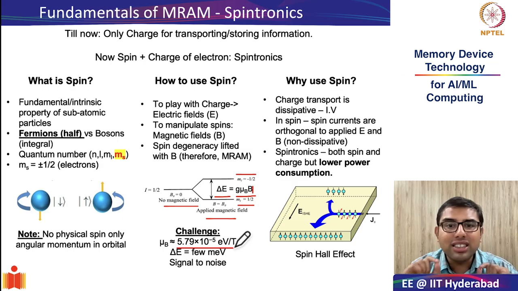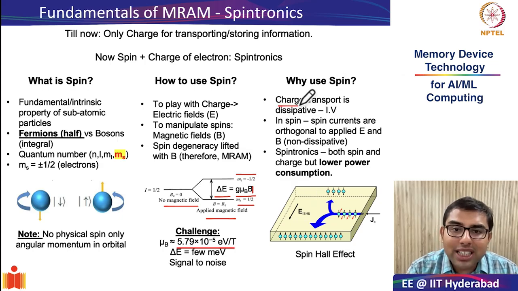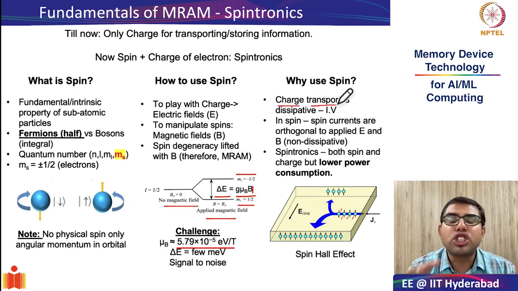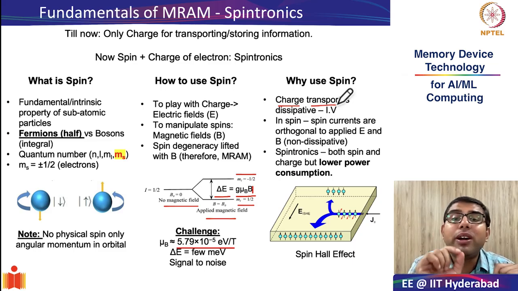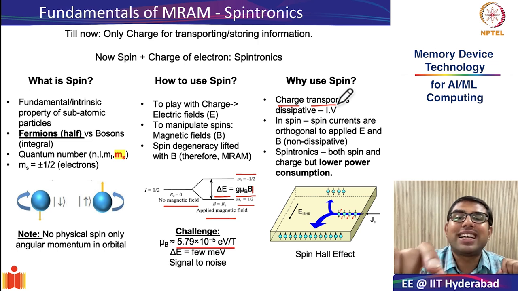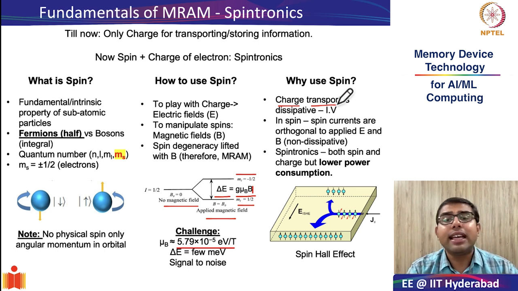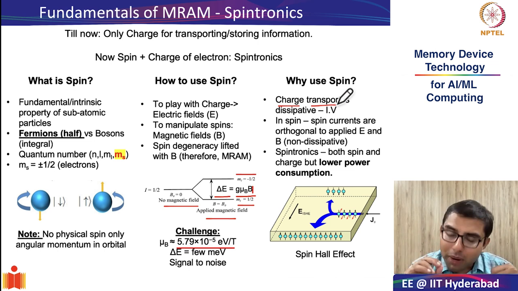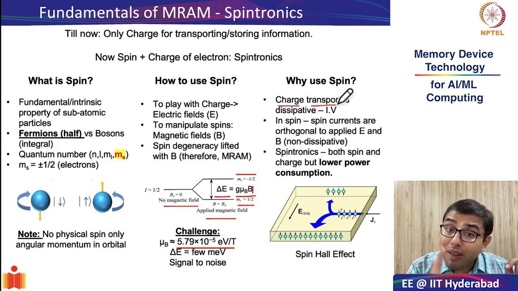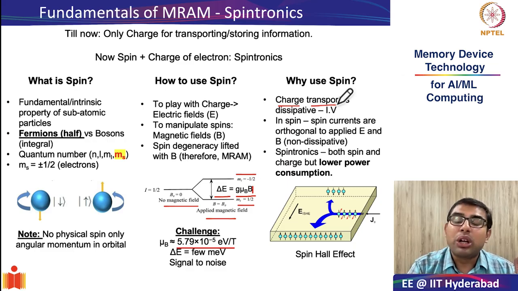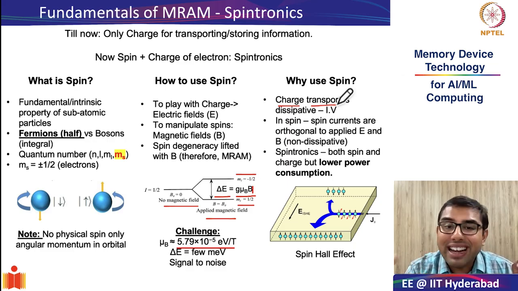Now, you have to understand that all charge-based transport is inherently dissipative. What I mean is, suppose you apply a voltage on a material in the plus x direction, the current also flows in the plus x direction. And as we have seen from our basic physics, the multiplication of current and voltage gives you the dissipative Joule heating. However, in spin currents, the situation is completely different.